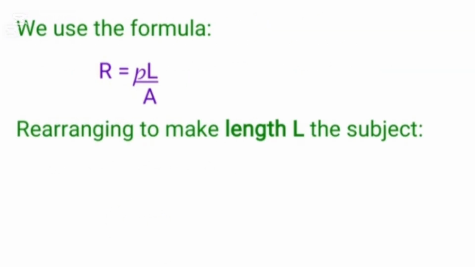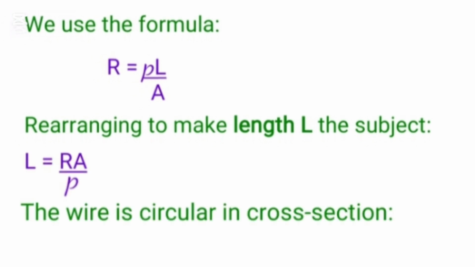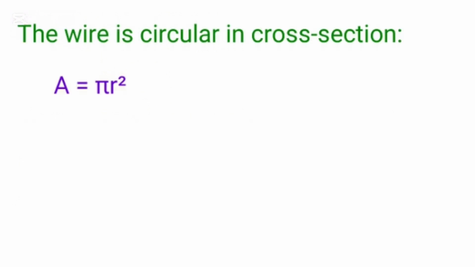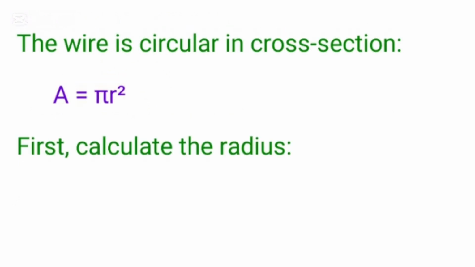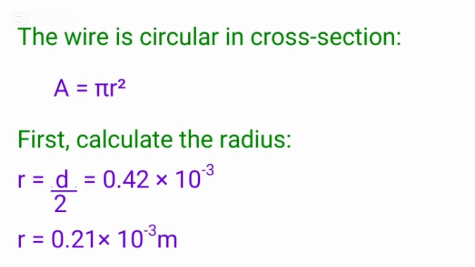Rearranging to make L the subject, L is equal to RA over rho. The wire is circular in cross section. So A is equal to pi r squared. Let's find the radius. r is equal to d over 2, equal to 0.42 times 10 raised to power minus 3 divided by 2. r is equal to 0.21 times 10 raised to power minus 3 meters.